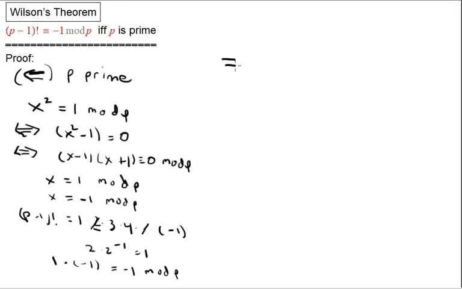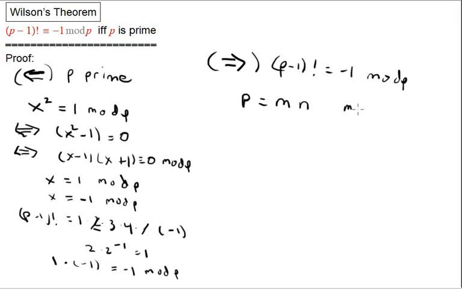In the other direction, now I'm considering that (P minus 1) factorial is equal to negative 1 mod P. Do proof by contradiction. Assume P is not prime. So P is equal to m times n, where neither m nor n is equal to 1. And thus you've got m and n are greater than 1. And you've also got m and n strictly less than P.